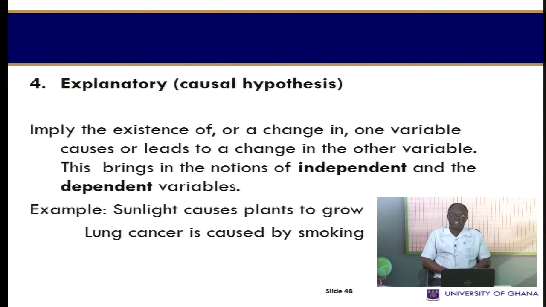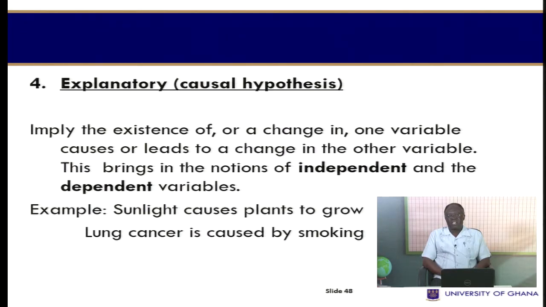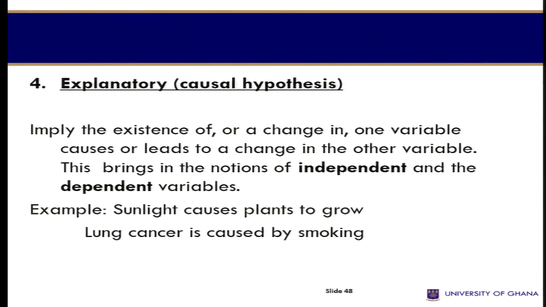We move on to explanatory hypothesis. Explanatory hypothesis implies that the existence of or a change in one variable causes or leads to a change in the other variable. This brings us to the notion of dependent and independent variable again. Let's consider again the example between sunlight and plant growth, and then also lung cancer and smoking. Here we are saying that lung cancer is caused by smoking, and then sunlight causes plants to grow. So here there is a causal effect between the two variables.